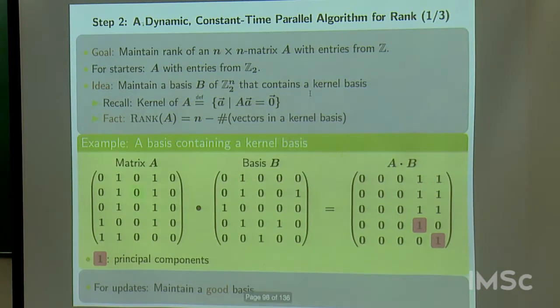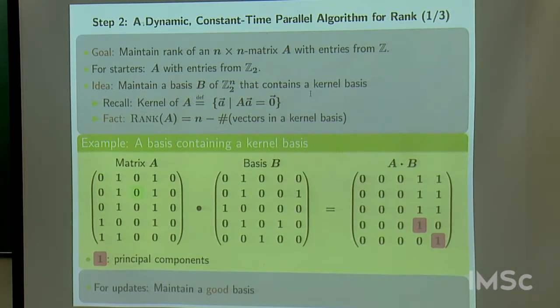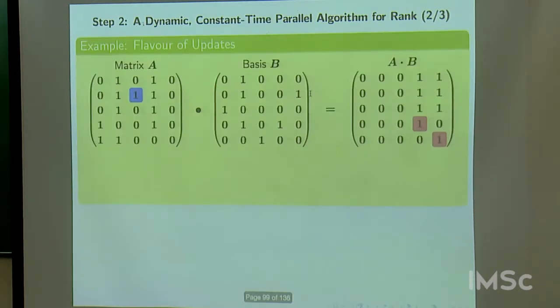Now, starting from this, let's see what happens. So in comes a 1 in the 2 comma third position. This one comes in, and now what happens to the matrix? You get a new 1 in A dot B, and now you want to restore the fact that this becomes a principal component, correct?